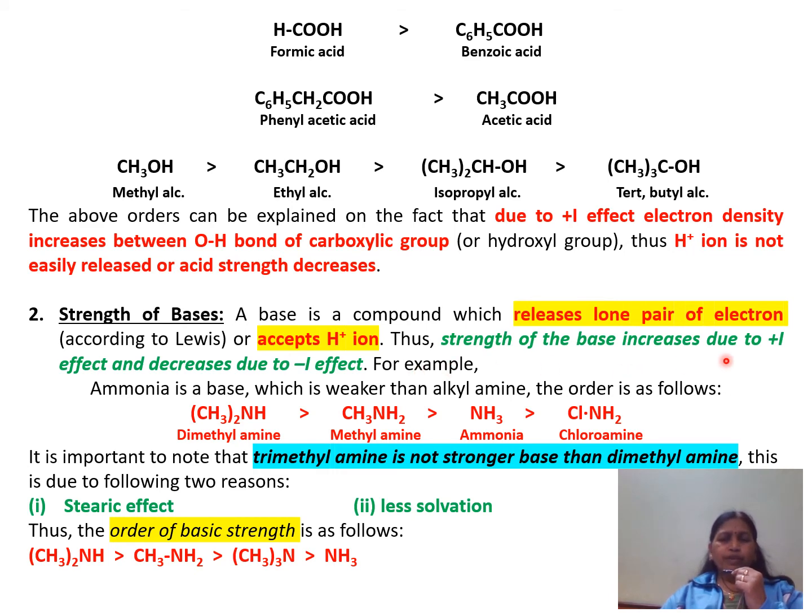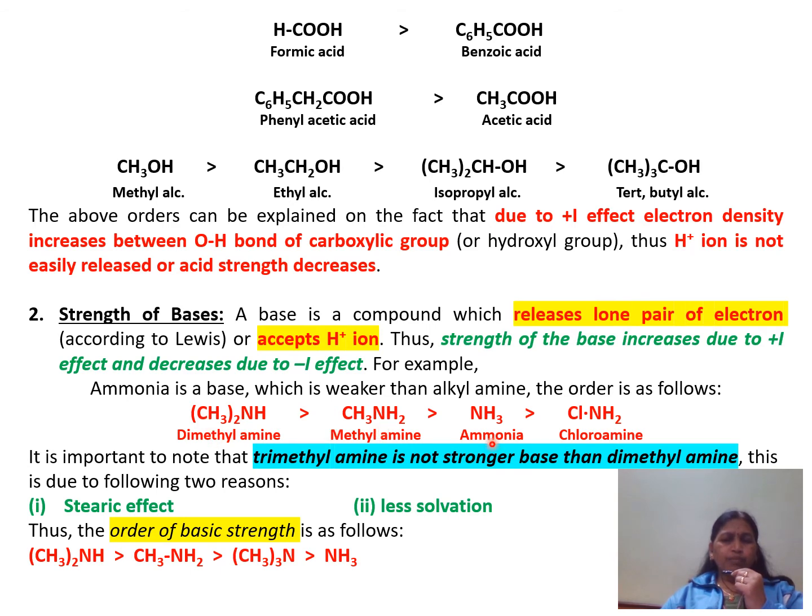The plus I effect will increase the lone pair electron density, so it will increase the base strength. The minus I effect will decrease the electron density, and due to the decrease in electron density, basic strength will decrease. For example, ammonia is a base. It is a weaker base than alkylamines.